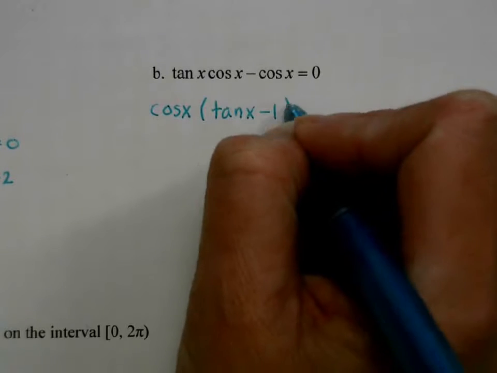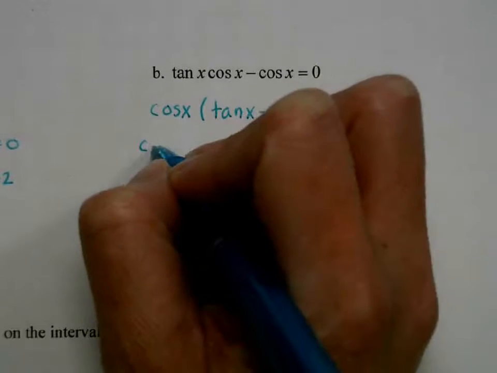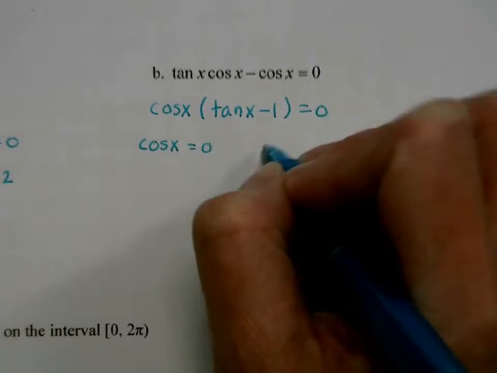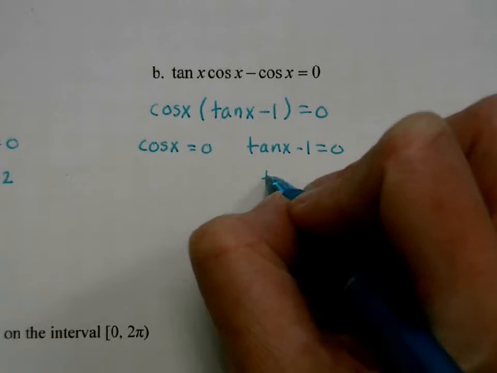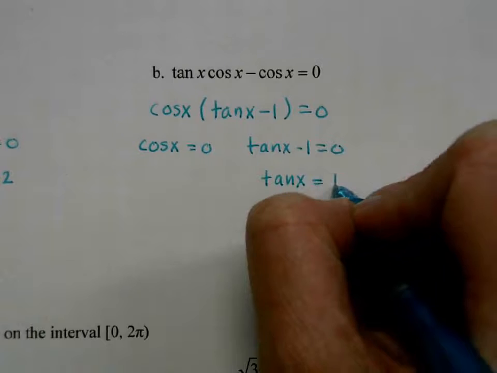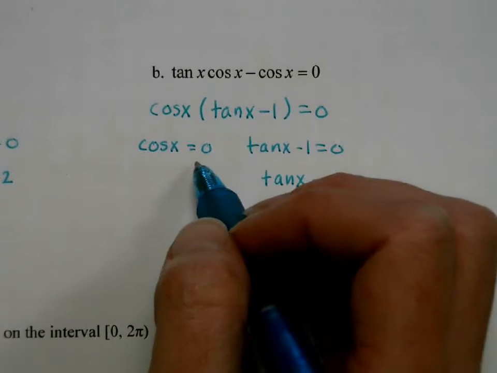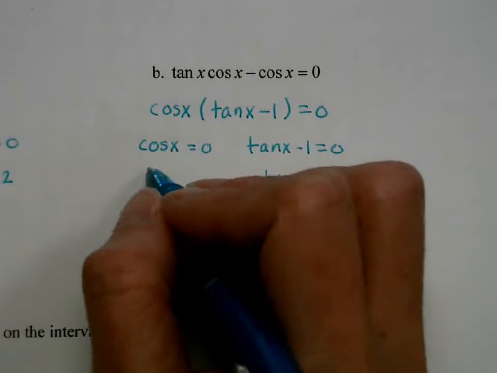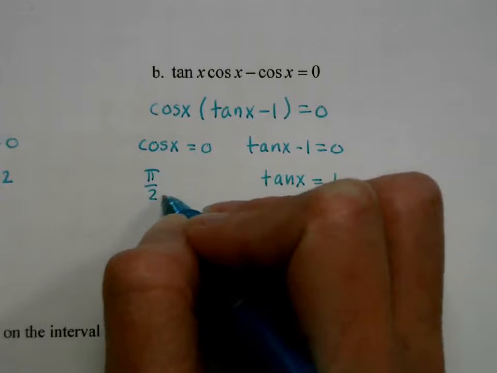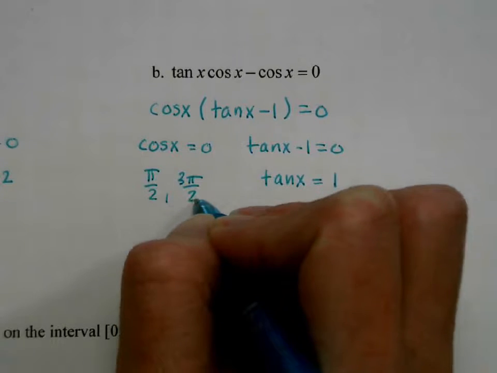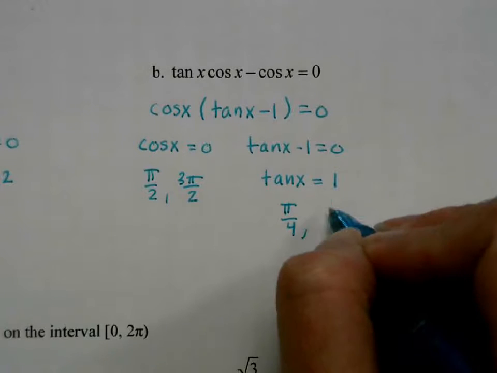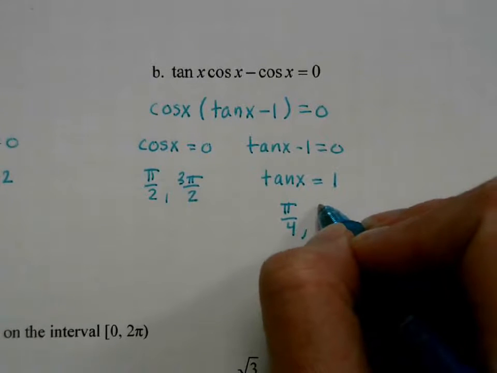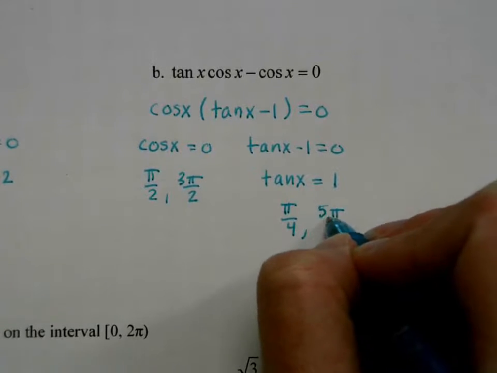So either cosine of x equals 0, or tangent x minus 1 equals 0. Cosine being 0 between 0 and 2π is going to occur at π/2 and 3π/2. Tangent equaling 1 is going to occur at π/4, and then again in the third quadrant at 5π/4, because we had a negative over a negative here.